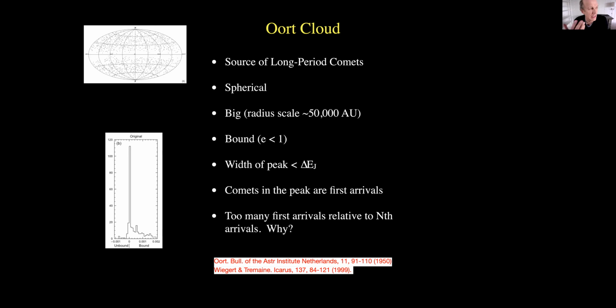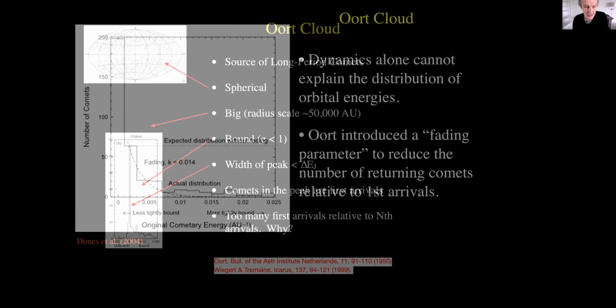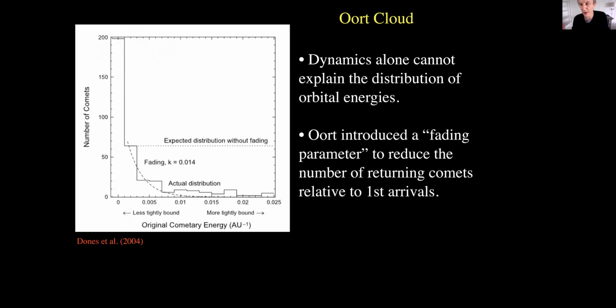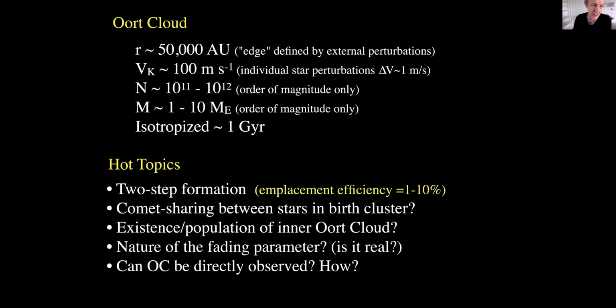And he surmised that there must be some physical effect because his dynamical model failed to reproduce that. So there must be some physical effect, which he called fading, the fading parameter that explains that. And maybe that's true, maybe that's not true. The suspicion is that it's true. So it's spherical, it's big, it's bound, it's got that narrow peak, and there's some process that causes comets to fade after their first and second time through the planetary region. Somehow they're losing brightness, they're losing volatiles, we don't know.